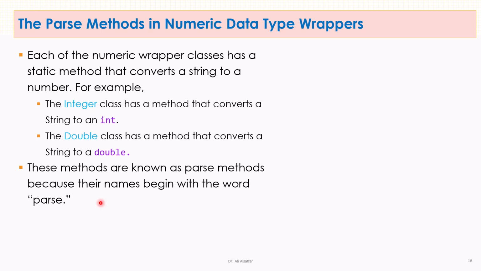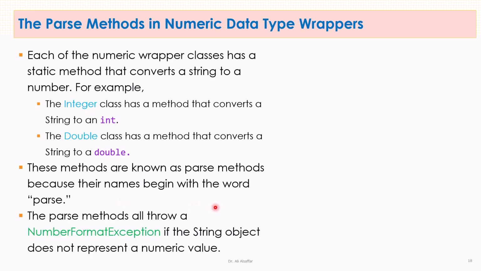These methods are known as parse methods because their names begin with the word parse. But if things go wrong when using them, an error will be issued as an exception. These parse methods all throw a NumberFormatException if the string object does not represent a numeric value. As an example, if you try to convert an integer using the parse method for the Integer wrapper class, and you pass a string to the method that is not an integer string, then the parse method will throw a NumberFormatException as an error.